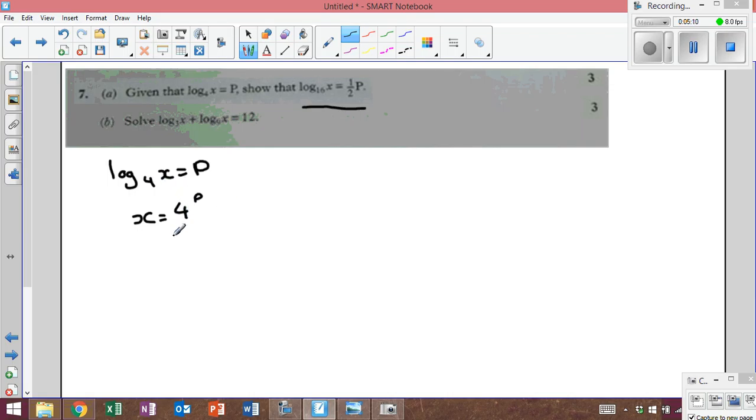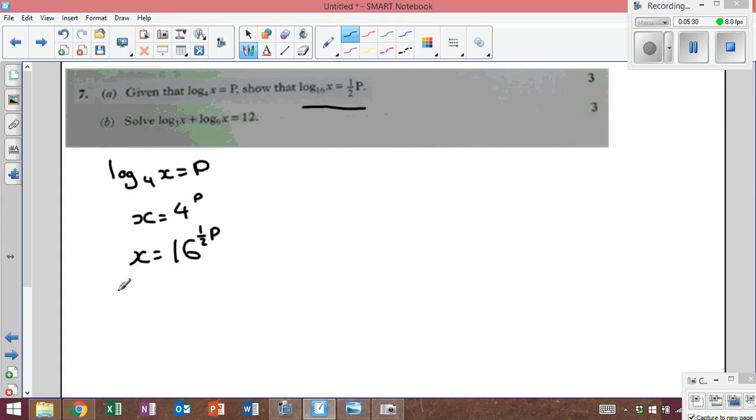Now, because logs are all to do with powers, I'm going to change that into a power of 16. Now, we know that 4 in terms of 16 is the square root of 16. So x really is the square root of 16 to the power p. But we don't want it just in square roots, we want it in powers. So 16 to the power half, to the power p.